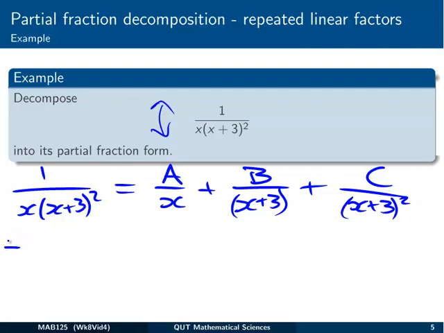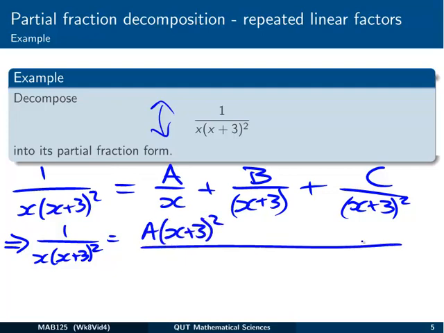So we need to recombine to get over a common denominator. Left hand side stays the same. A is already over x, but we need to put it over x plus 3 as well. X plus 3 squared, sorry. So we multiply it. We're going to have x plus 3 all squared as our denominator.